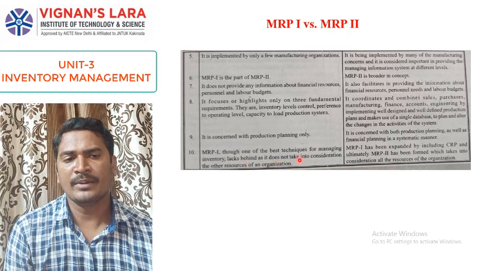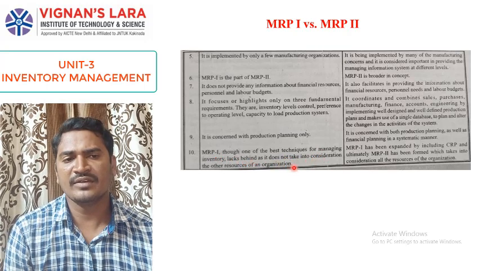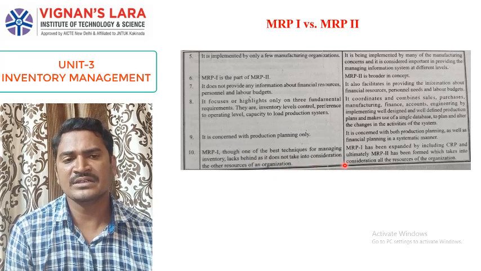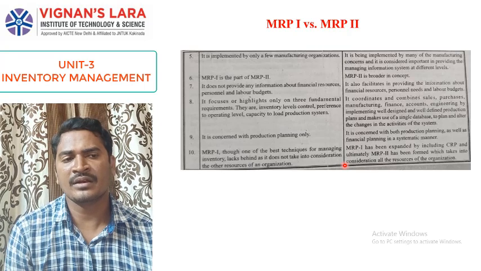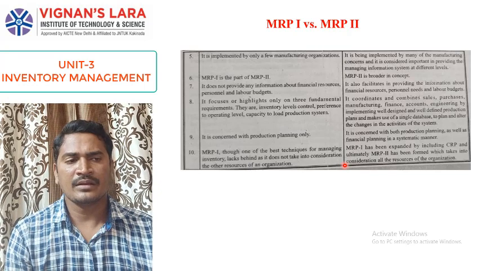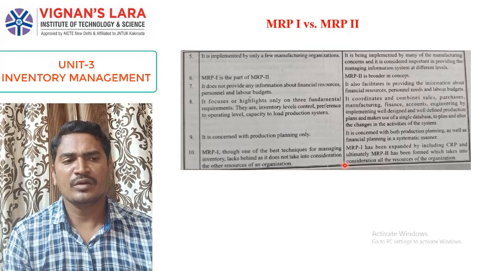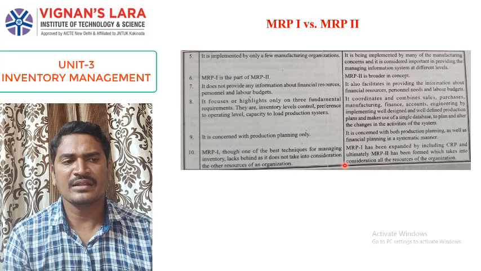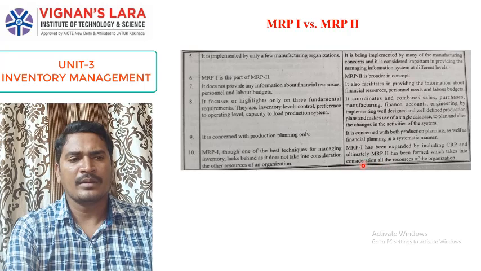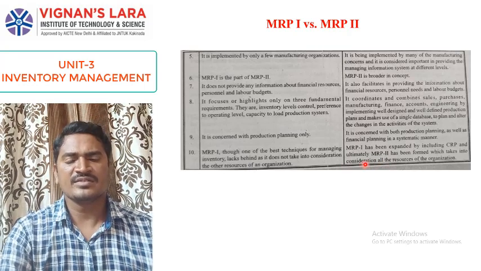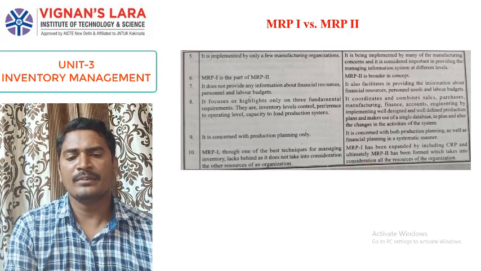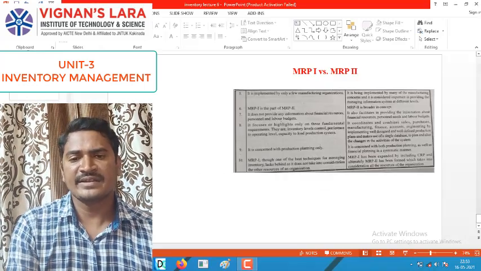And material requirement planning, though one of the best techniques for managing inventory, lacks as it does not take into consideration the other resources of an organization. But manufacturing resource planning has been formed, which takes into consideration all the resources, expanded by including capacity resource planning and material requirement planning. All the resources of the organization were expanded here. This is about material requirement planning as well as manufacturing resource planning.